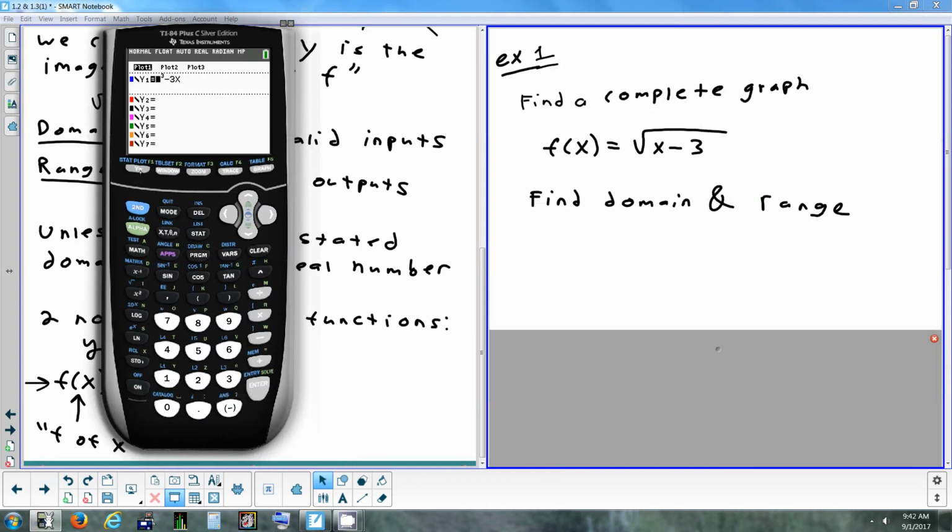Before I even graph it, what I should do is turn off plot 1, because I don't want to keep seeing those points on the screen forever. So I'm just going to go up, highlight plot 1, and shut it off. So now I'm not going to see those points. And I'm going to get rid of that graph.